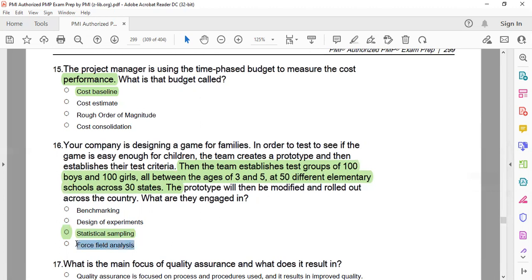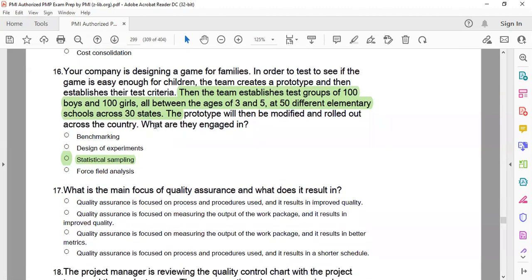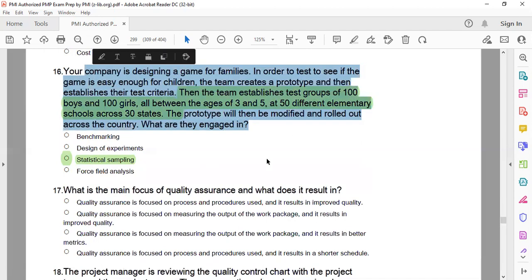What is force field analysis? How many forces are in interest and how many forces are against? Design of experiments: you do so many things to find out a solution. Benchmarking, a collect requirement technique to check how we match with our competitors in terms of standards or performance. So C was a better answer because it matches with the statistical sampling. You might have thought about design of experiment, but they didn't practice anything here.